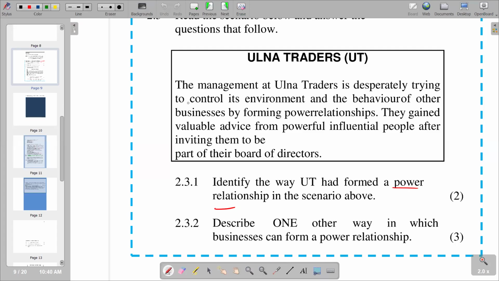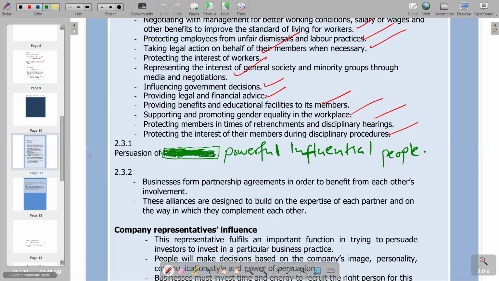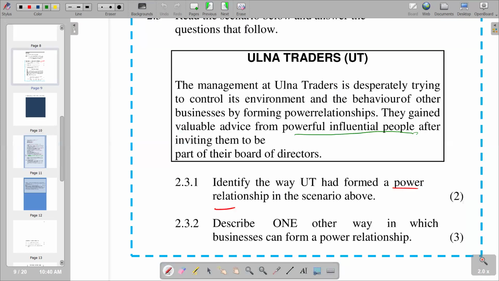So going on to our extract, you'll see that the last sentence says they gained valuable advice from powerful, influential people. So that's where the power relationship is coming from. That's where we have the formation of the power relationship. So we have powerful, influential people. You go to the other section and see that we have the persuasion of powerful, influential people as our response.